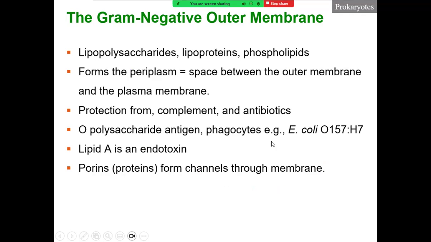And I did already mention this, that the O-polysaccharide portion of the lipopolysaccharide can give antigenic variation for the cell. And here's one E. coli, which is a human pathogen, O157:H7. I think that's different than the one I said earlier. I think I said O111. Both of those are human pathogens. So you don't want this in your gut because it can cause gastroenteritis.